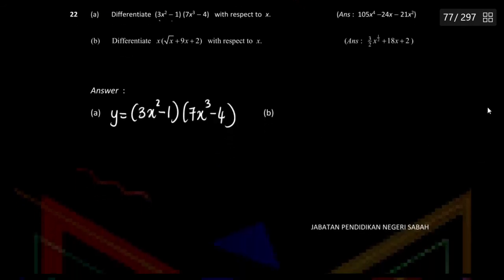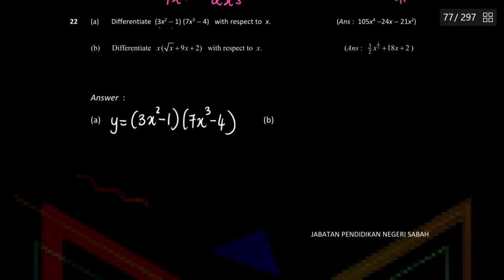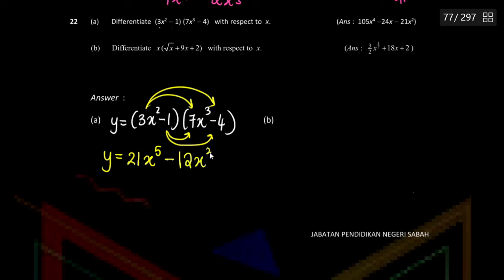Usually if there's no y, we write the y, okay? So we expand this. So what do we get here? 21x to the power of, what will the power become? Power of 5, minus 12x squared minus 7x cubed plus 4.